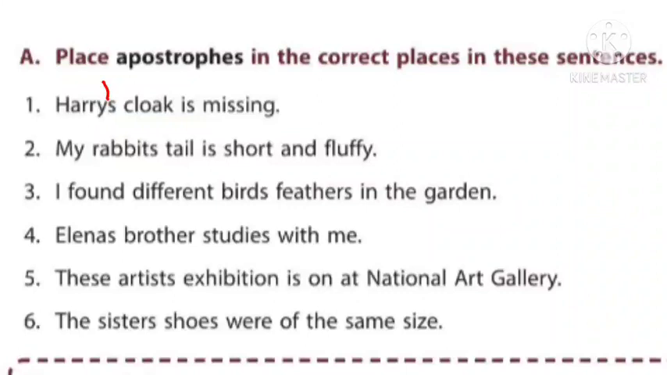Now the second one. My rabbit's tail is short and fluffy. Whose tail, children? Is it puppies or is it kittens? No, it is rabbits. So where will we place the apostrophe, children? We have to place the apostrophe after the word rabbit and above the letter T. Okay, after the letter T, place the apostrophe. Then we write S. Children, I hope you understood how to place the apostrophes in the correct places. So children, try to do the rest of the exercises by yourself.